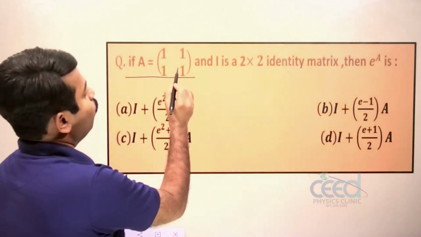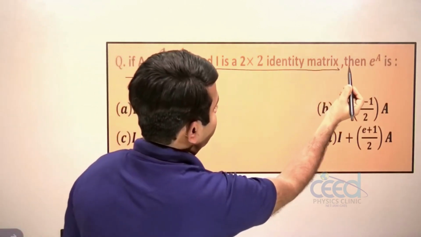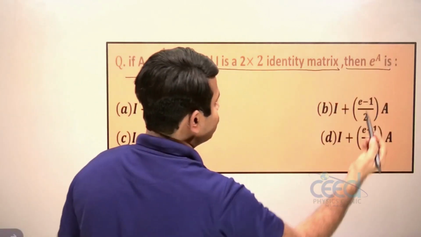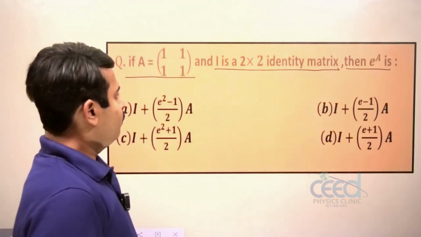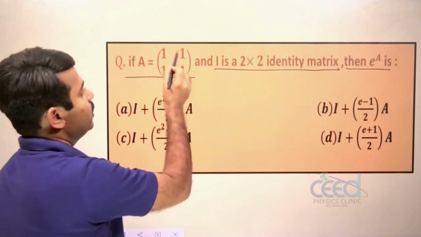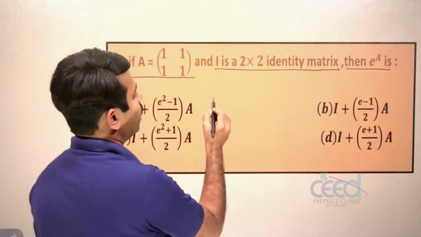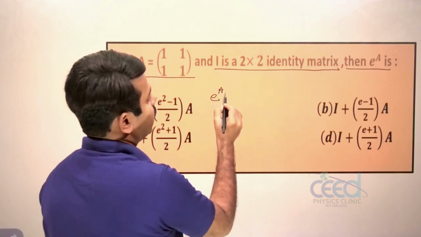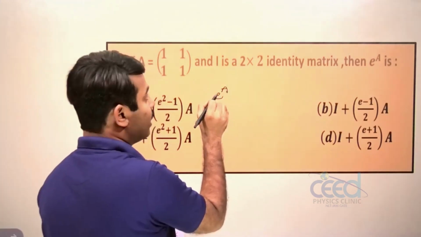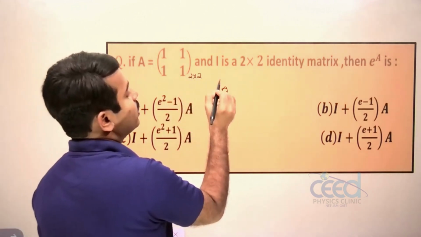A is equal to [[1, 1], [1, 1]] and I is a 2 by 2 identity matrix, then e raised to A is. So by exponentiation of a matrix, we have already seen, if all the elements are the same, right? What is the method? What is the general formula for e raised to A that we studied, if A is an n by n matrix? So here it is a 2 by 2 matrix, so n is equal to 2.